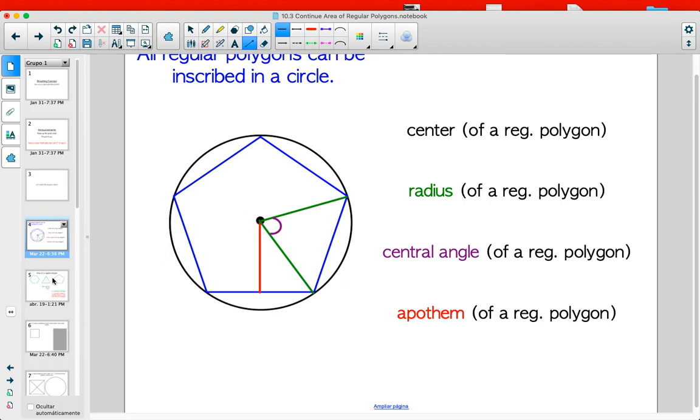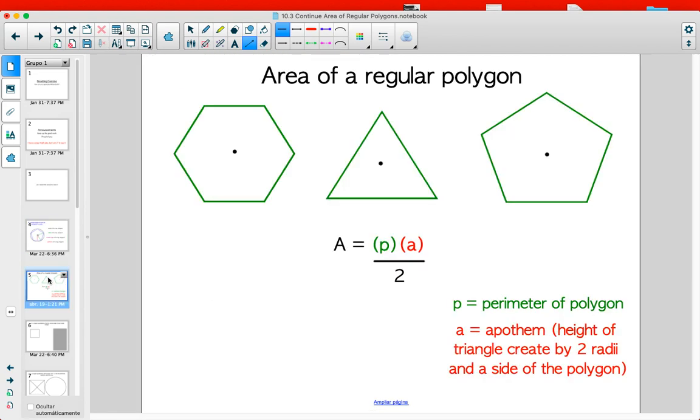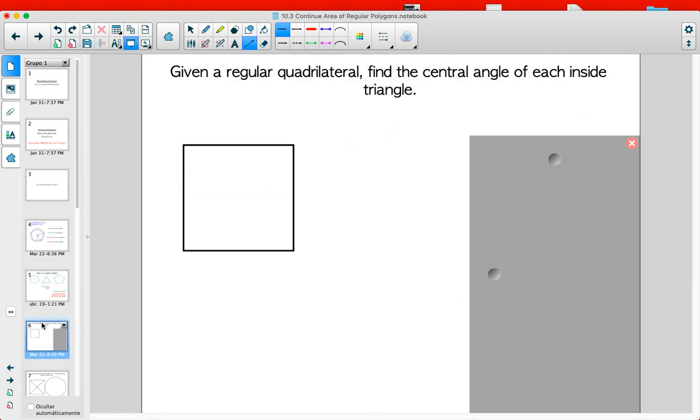Okay, so a little bit more about some of the questions that you might see on the homework, or some of the questions that you might encounter are the following. Similar to this one, given a regular quadrilateral, find the central angle of each triangle. Okay, we'll come back to this.